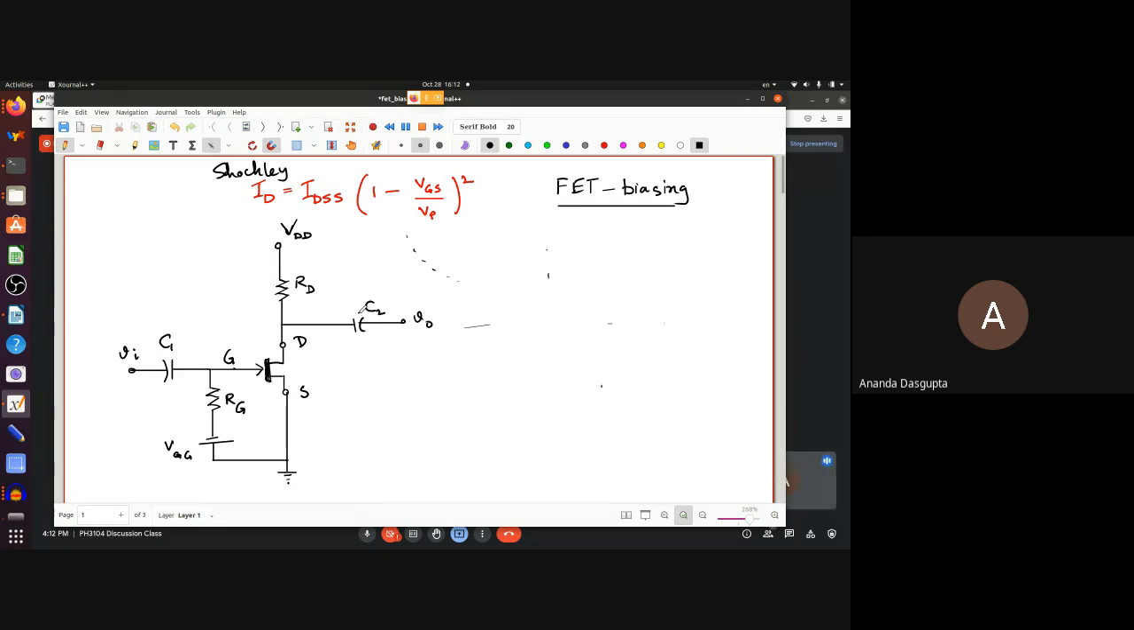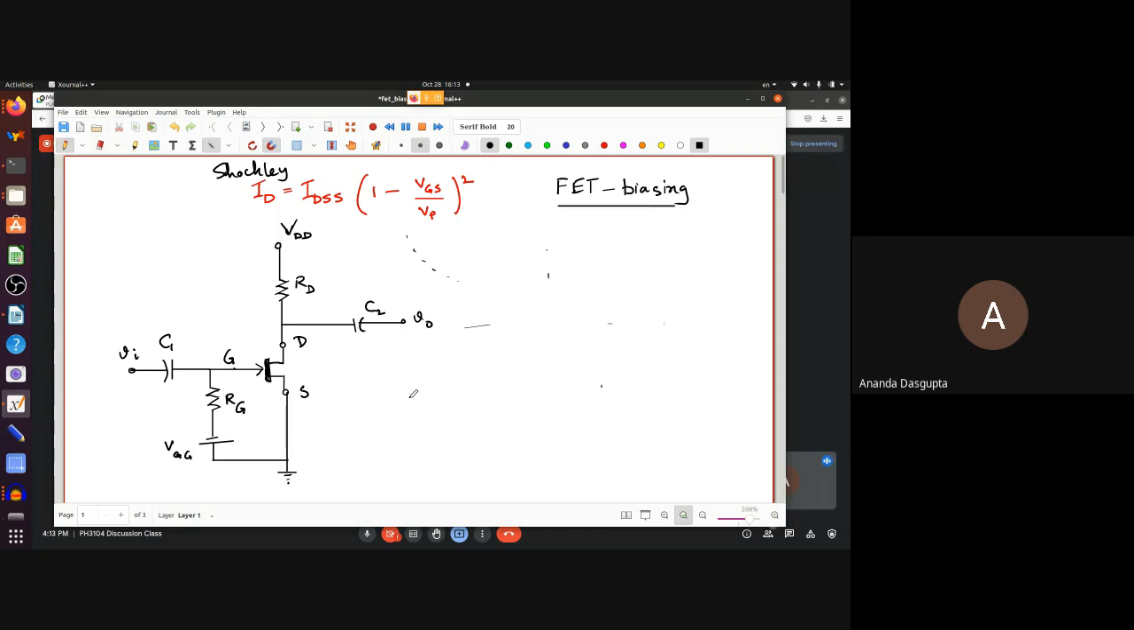There are two capacitors, whose job essentially is the same as the capacitors you saw in the BJT circuit. Basically, the job is to ensure that the DC part of VI does not flow in and change your bias, or whatever biasing you have done here is not affected by whatever source you connect here or whatever load you connect here. The capacitor essentially disconnects this part of the circuit from the source or the load as far as DC is concerned.